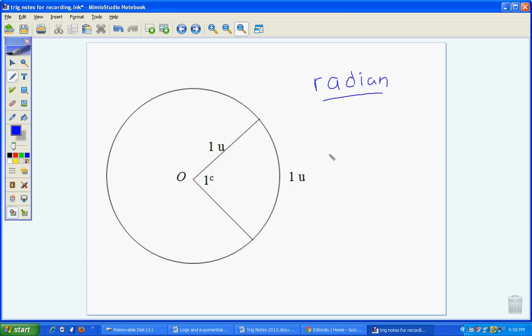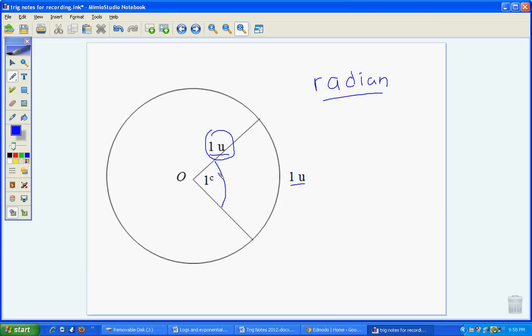So 1 radian: if we've got a unit circle, where the radius is 1 unit, and we've got an angle that subtends an arc of 1 unit, so the same amount as our radius, the angle that subtends it is said to be 1 radian. So the arc length is 1 unit, the length of the radius is 1 unit, then the angle would be 1 radian. And that's what it maps out.